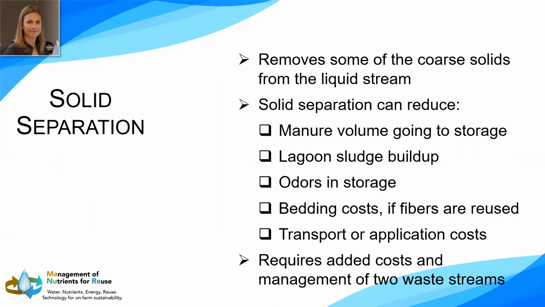Solid separation removes coarse solids from the liquid stream, and this can be valuable because it reduces manure volume going into storage. It can reduce the sludge buildup in the lagoon, as well as reduce odors. It can also reduce bedding costs and the cost of transportation and application to the land because there's less water in the solids, and liquids can be pumped rather than hauled to the field.